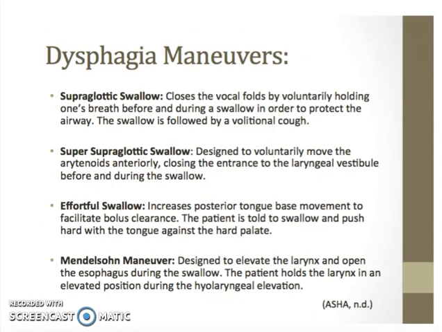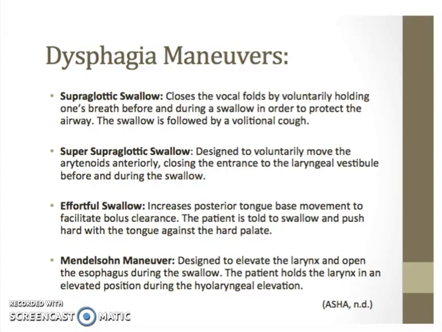And then some dysphagia maneuvers. So you have the supraglottic, which closes the vocal folds by voluntarily holding one's breath before and during a swallow in order to protect the airway, and then following with a volitional cough. Then you have the super-supraglottic, which is designed to voluntarily move the arytenoids anteriorly, closing the entrance to the laryngeal vestibule before and during the swallow.